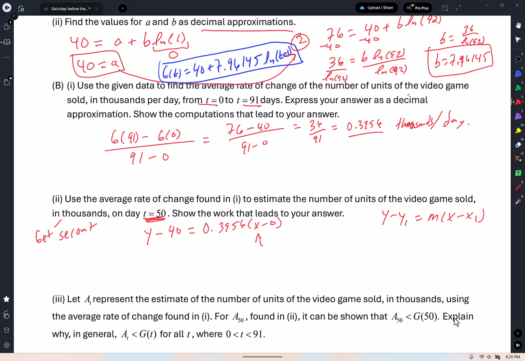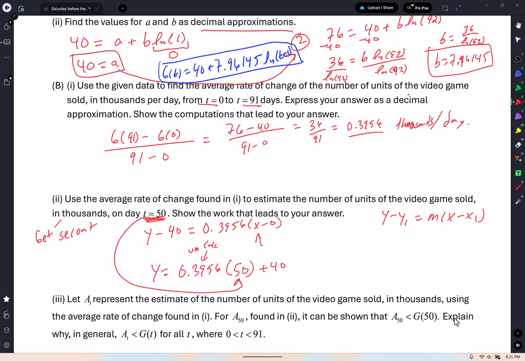So I'm going to go, let's see, y equals 0.3956. Use a number on your calculator, and don't round until the very end. 50 minus 0, that's 50. I'm just plugging in 50 right there. And then remember, we move that 40 to the other side, so plus 40.